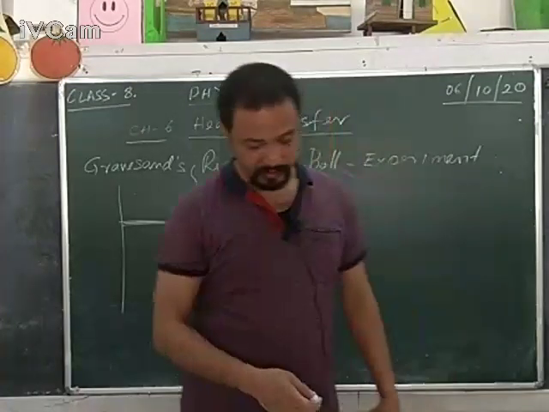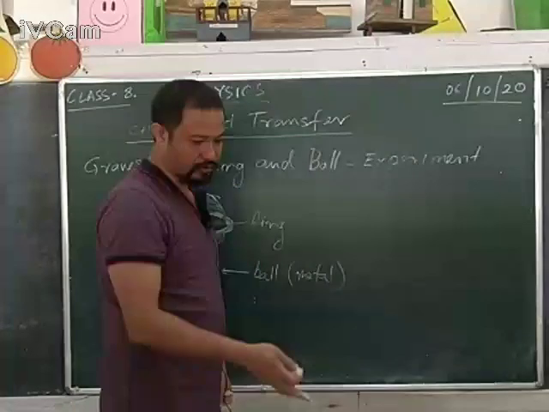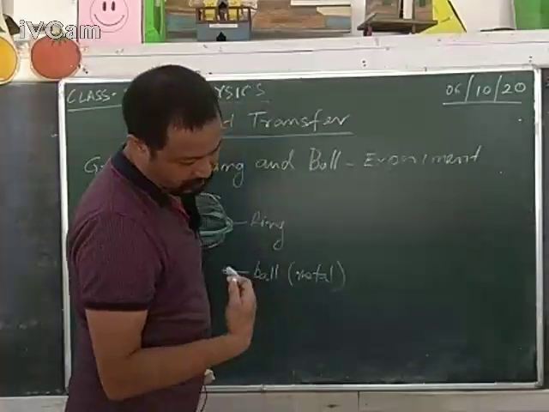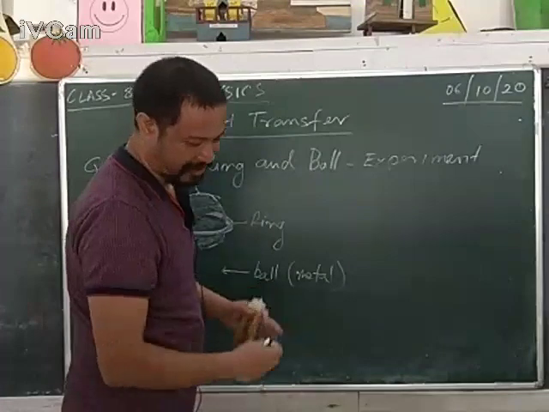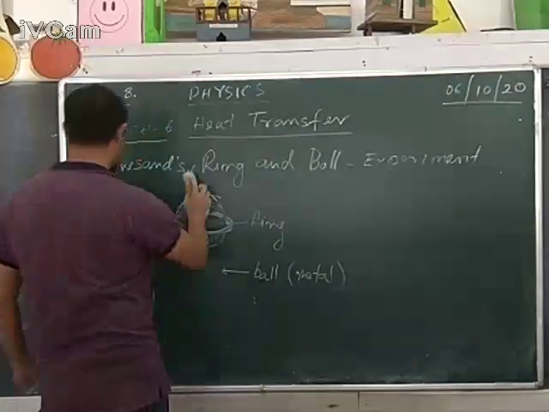So let us perform an activity. Again, activity 2. This is to show the relative expansion of different solids. It's basically a bimetallic strip.